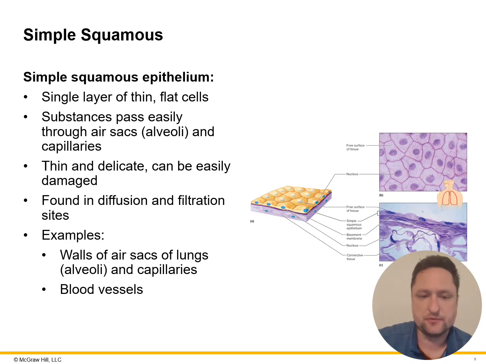All right, let's break down the first one, simple squamous. Simple squamous epithelium consists of a single layer of thin, flat cells. One layer, flat. This design facilitates rapid diffusion, osmosis, and filtration. It forms the walls of the alveoli in the lungs, where gas exchange happens. It's thin, it has to allow things in and out. It also lines capillaries to enable exchange between blood and tissues.